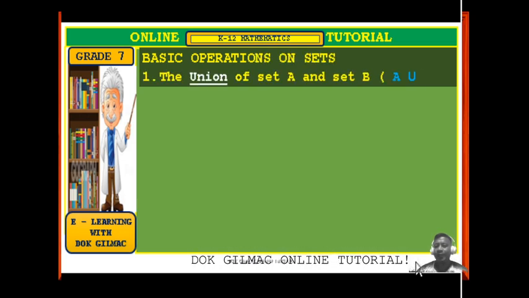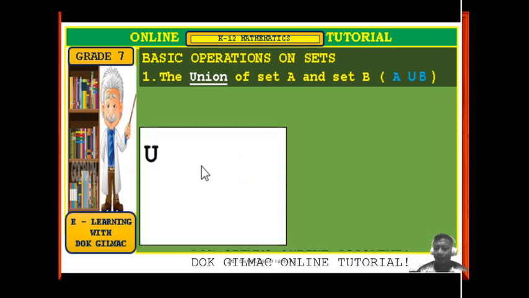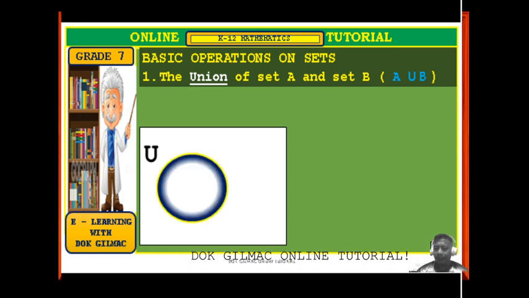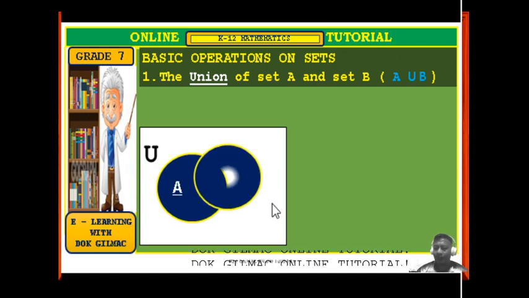The union of set A and set B, denoted by this symbol, is read as A union B. Now, consider the Venn diagram here. Take note, the universal set is represented by the rectangle. And we have here set A represented by a circle and another circle here, which is set B. As you can see here, this shaded part here are all the elements of the union of set A and set B. So from here, we have the following definition.